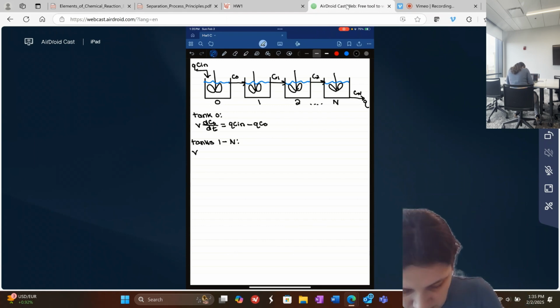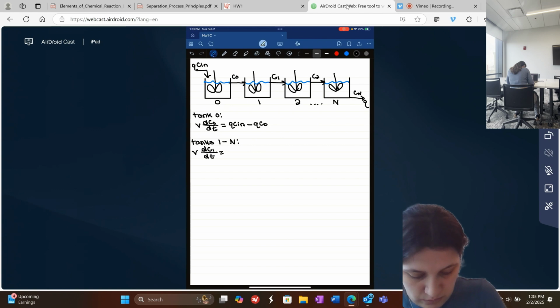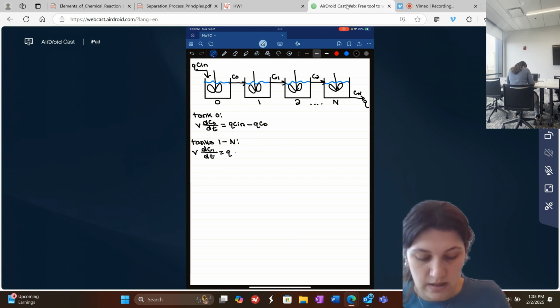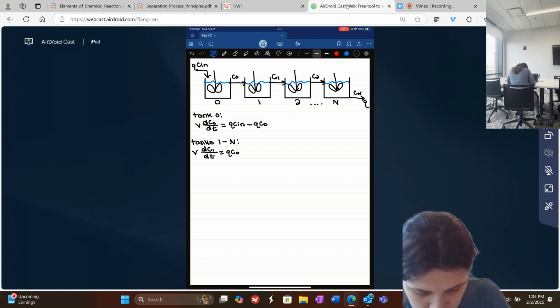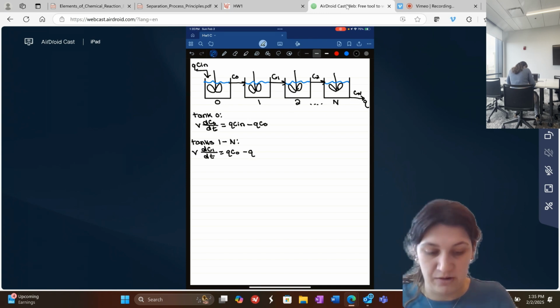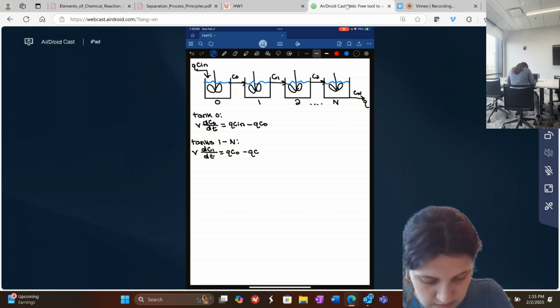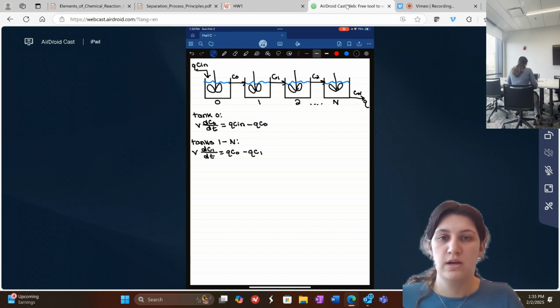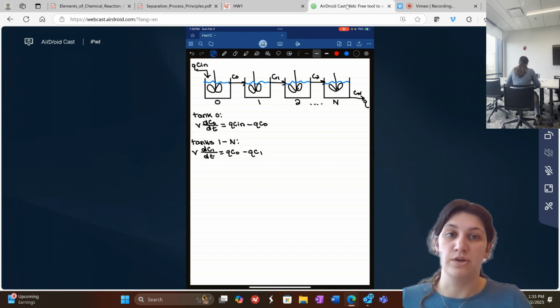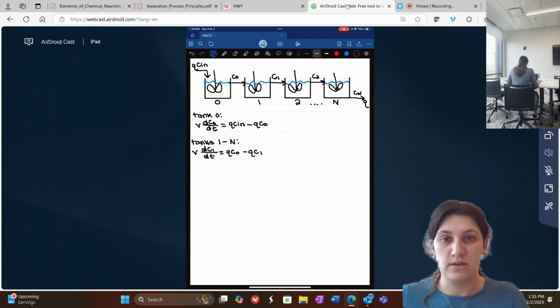So we start with the same thing. Concentration in tank 1, so V dC1 over dt is equal to Q times the flow from the previous tank, so it was coming out of tank 0, minus the flow coming out of the first tank, which is C1. So if we wanted to continue this on, you would have your flow in being what was coming out of the previous tank minus the flow going out of your current tank. You would just apply that for however many tanks you have.